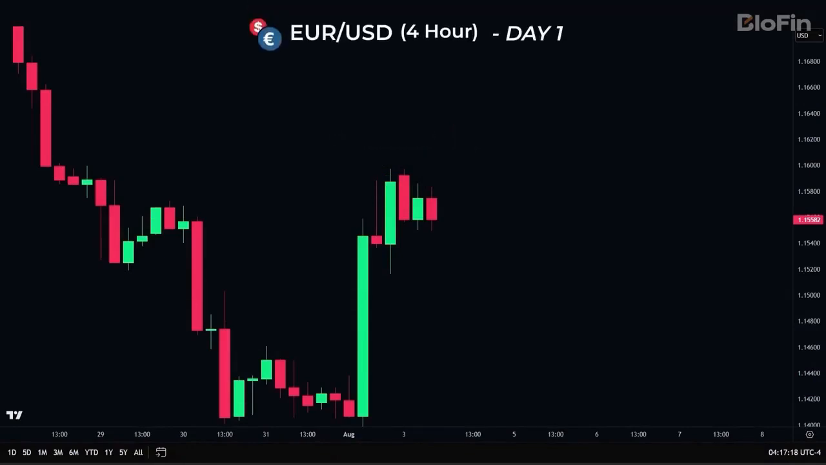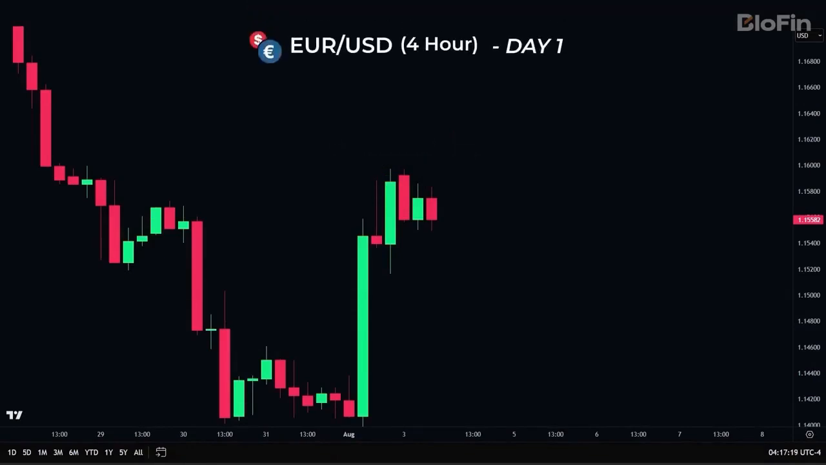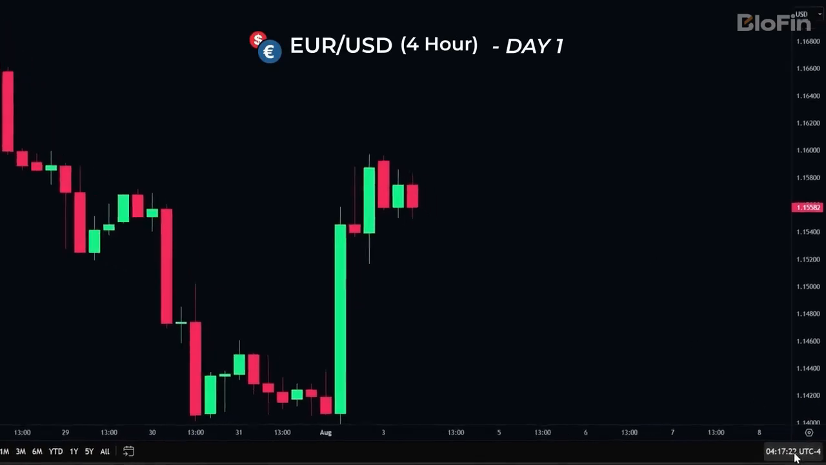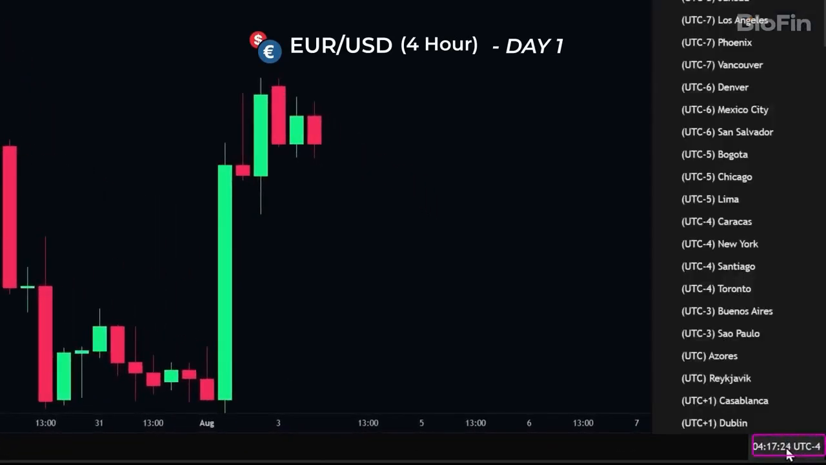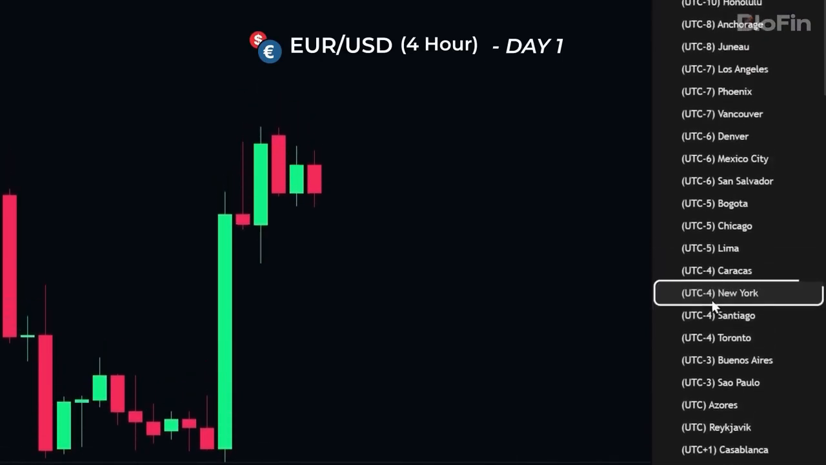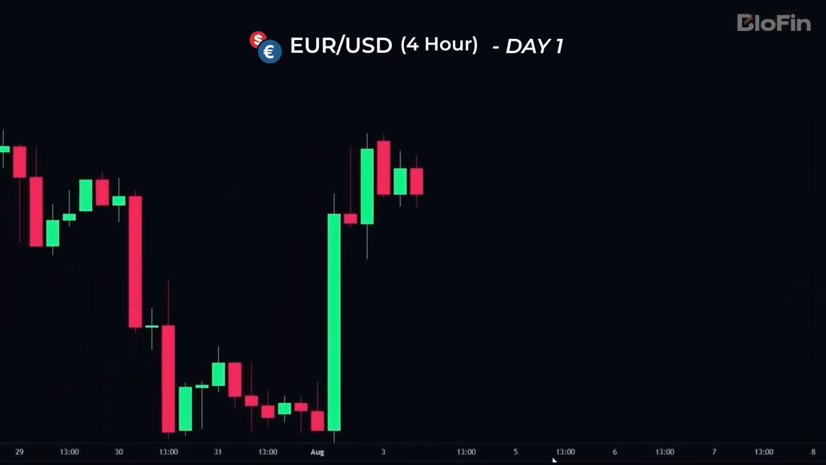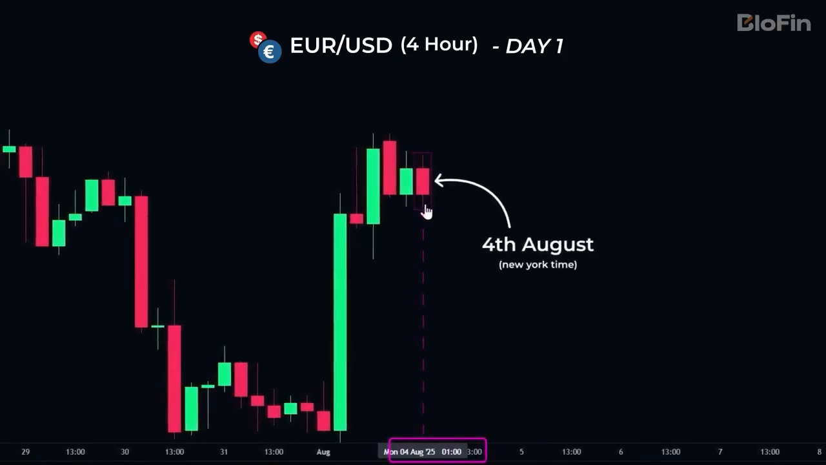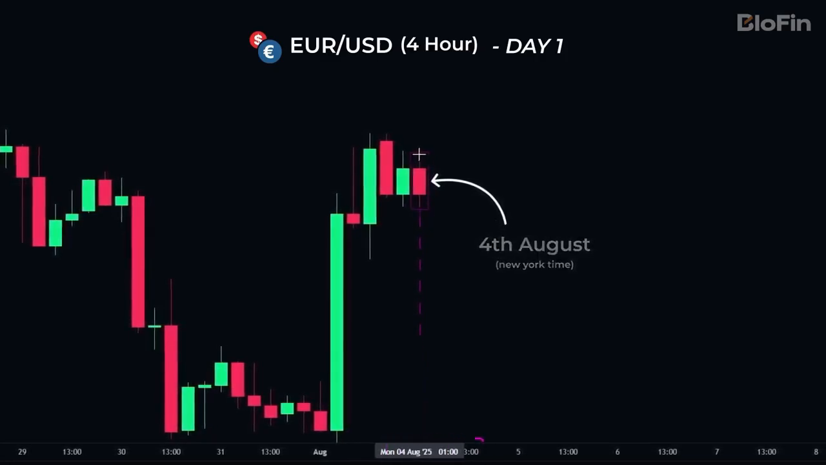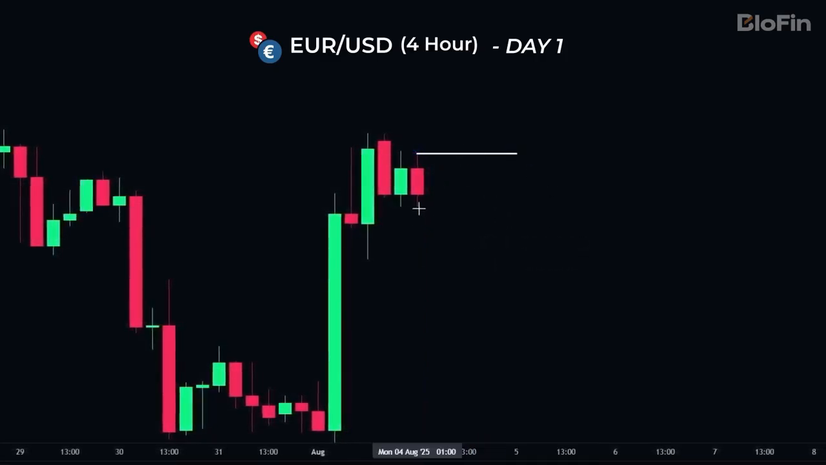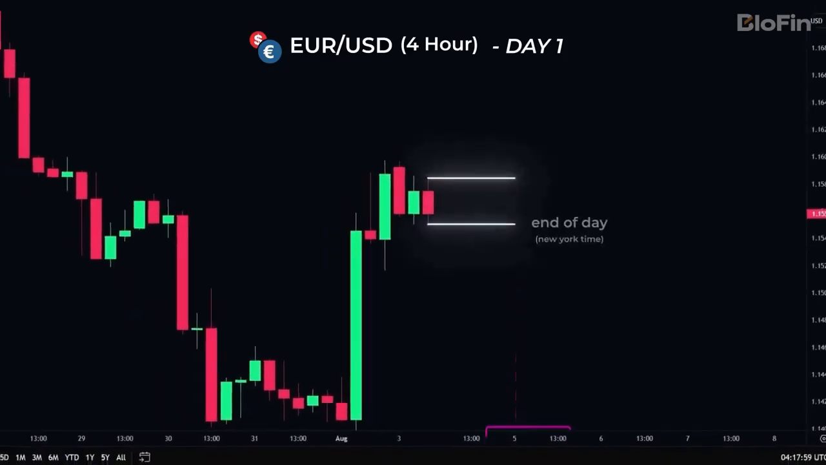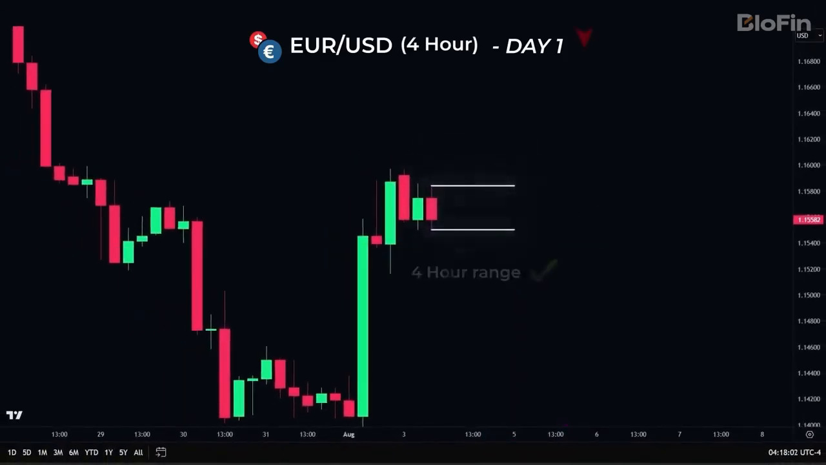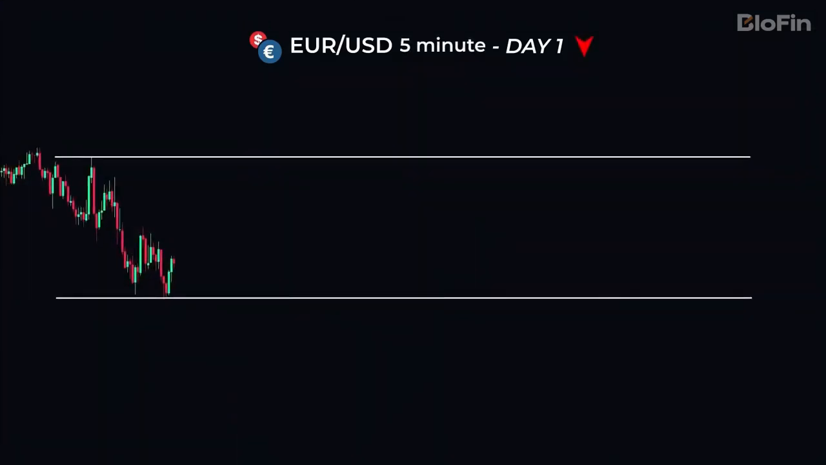Here, I'm on the Euro-USD 4-hour chart. To apply the 4-hour range in Forex, it's the exact same process. Go to the time zone setting at the bottom right of the chart and select New York time. Then, find the first 4-hour candle that formed on the current date. Since it's August 4th, the first 4-hour candle that formed is this one. Simply draw a line at the high and low of that candle and extend both lines to the end of the day. So this is your 4-hour range. Next, go down to the 5-minute time frame to look for the setups.